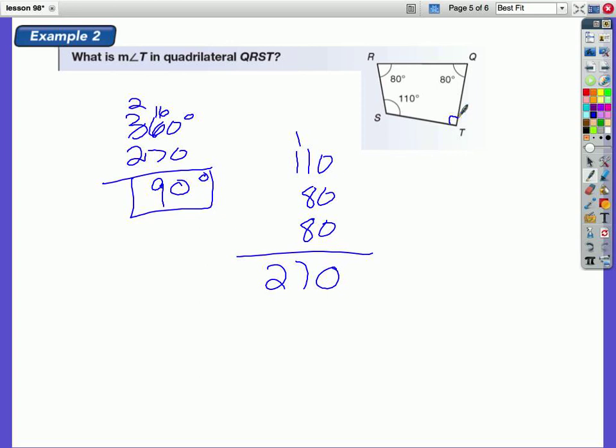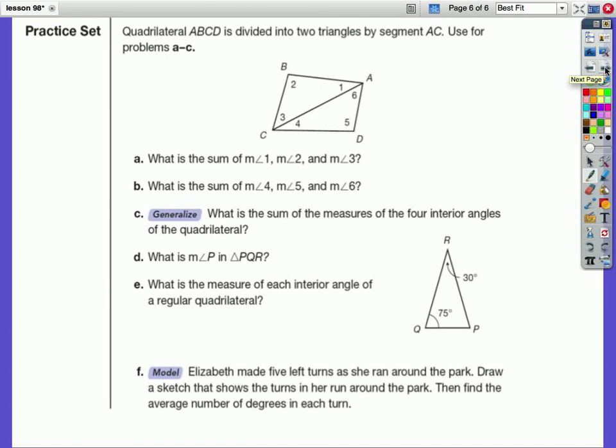So the thing to take from this, the sum of all the angles in a triangle is going to be 180 degrees. The sum of all the angles in a quadrilateral is going to be 360 degrees. So go ahead, do the practice set, make sure you bring any questions you may have to class.